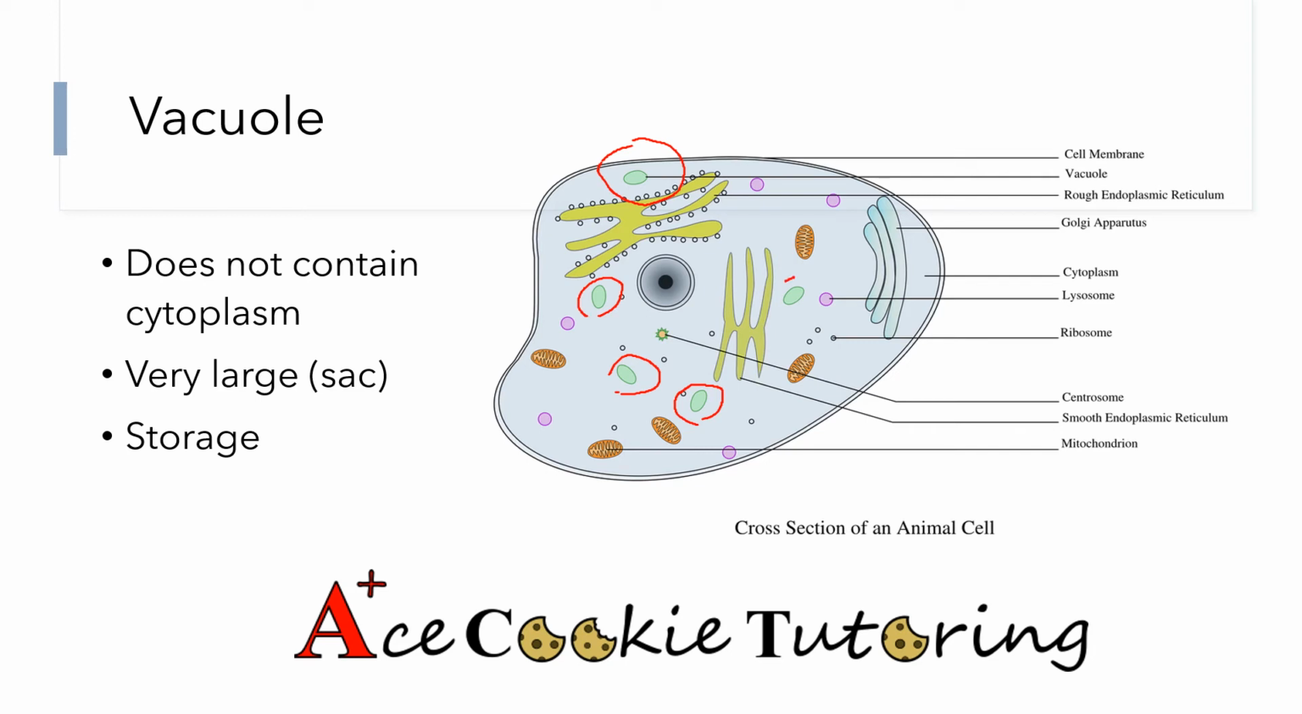Now, depending on the type of cell is the type of storage, but it's safe to say they would contain water and waste, and then in some cells they also have food. So, just depends on the type of cell. For this video, we're only talking about animal cells or eukaryotic, so don't get confused. And another important note about vacuoles, they do not contain cytoplasm. So we'll go into more details about cytoplasm in the next slide.